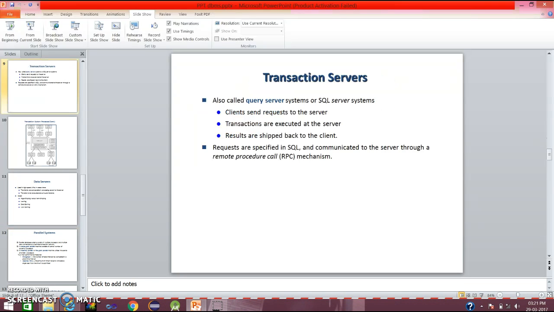Transaction servers are also called query server systems or SQL server systems, in which clients and server are present. The client sends a request to the server, the transaction happens, and the server gives the output to the client.